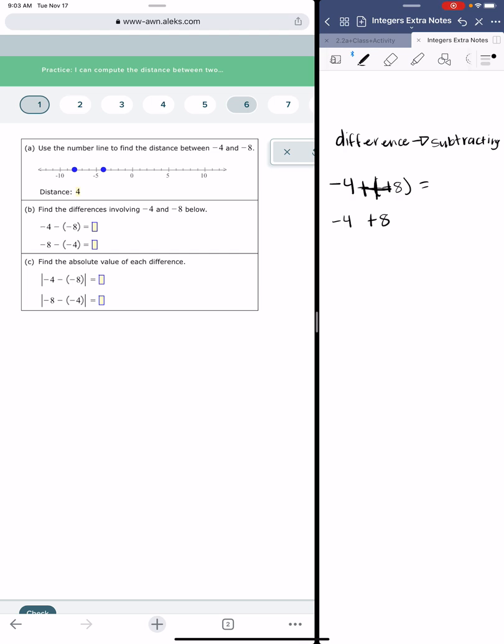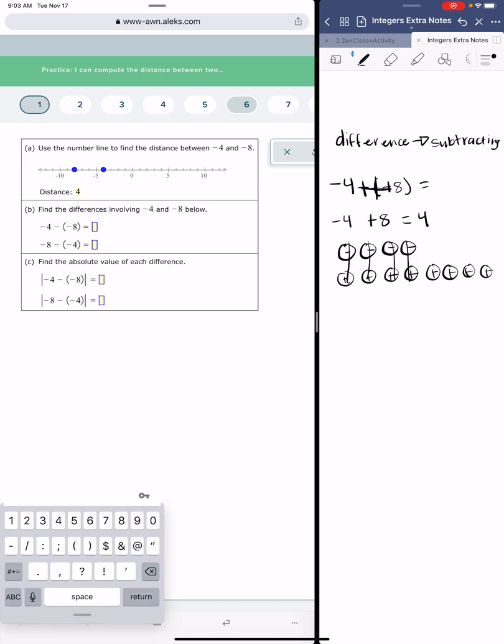So -4 plus 8. So we're going to have 4 negative tiles and 8 positive tiles. There's 4, 5, 6, 7, 8. We're going to cross out our 0 pairs, and we are left with +4. So the answer to that one is 4.